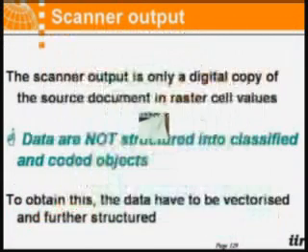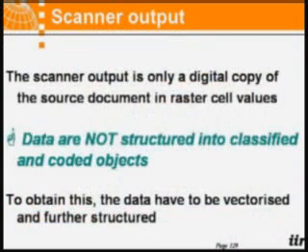What is the output of the scanner? Scanner output is only a digital copy of the source document in raster cell values, so it is in a raster format. The data are not structured into classified and coded objects. It is scanned as digital numbers from 0 to 255, something like satellite data, which also doesn't have any information that a pixel belongs to vegetation or water, etc. So you have to convert that; the data have to be classified and coded. To obtain this, the data have to be vectorized and further structured. That is the requirement.